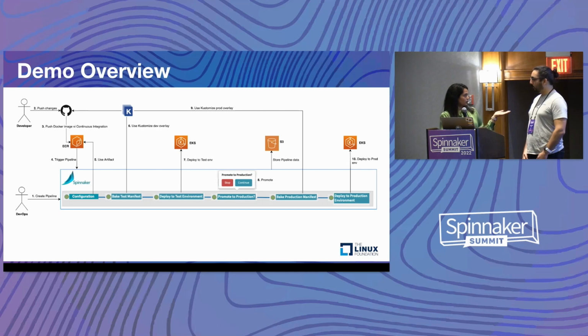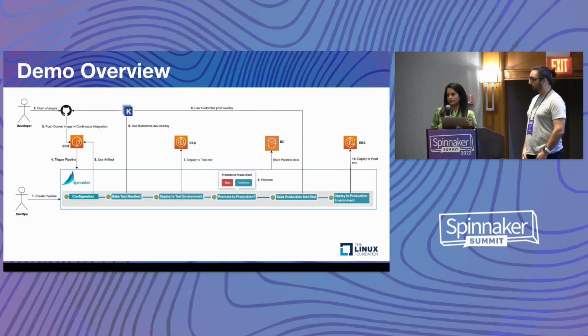So in our scenario here, the DevOps team will build the Spinnaker pipeline with different stages. And as you see, the stages are configuration, bake, promote, and deploy. And from the developer perspective, he or she will only be focusing on making sure the application they're developing is running fine. As soon as they push the code changes, it will go through the continuous integration process, and then it will push the Docker image to Amazon ECR.